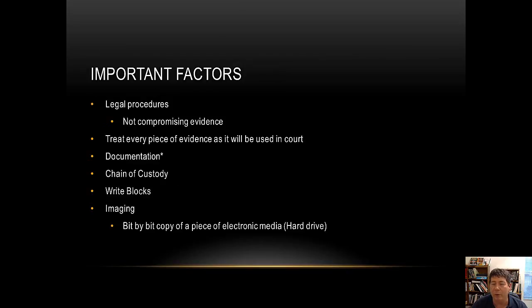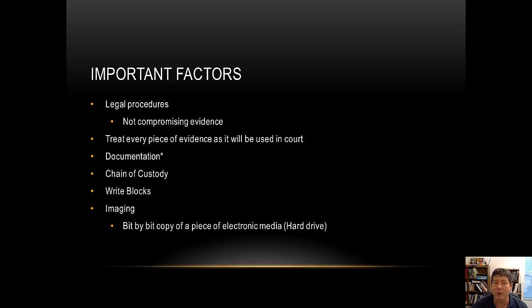So here are some really important factors. Legal procedures. Without being totally legit, totally following the law, any evidence you gather is going to get thrown out of court. You might actually even go to jail yourself if you do something really over the edge. So you cannot compromise evidence when you gather it. You have to treat everything as potential evidence. It could possibly be used in court.